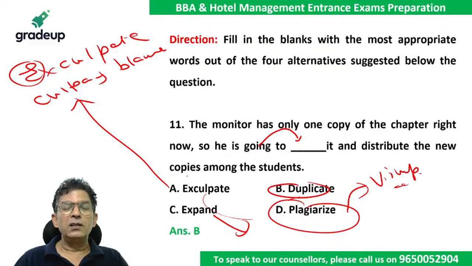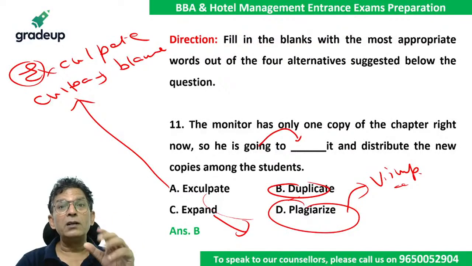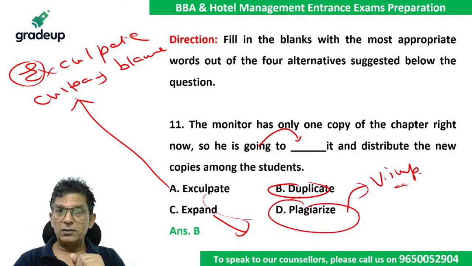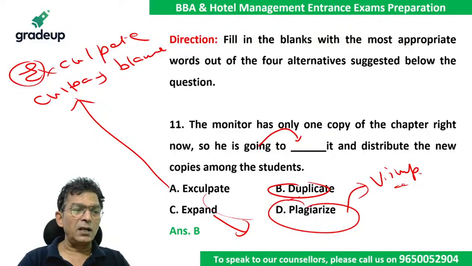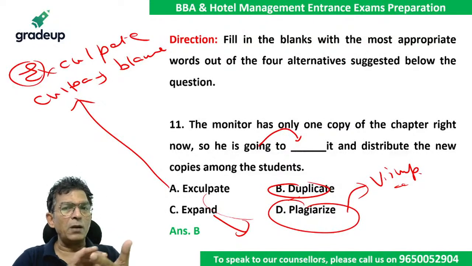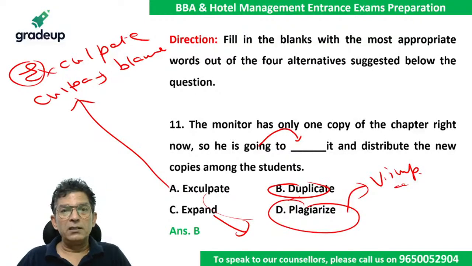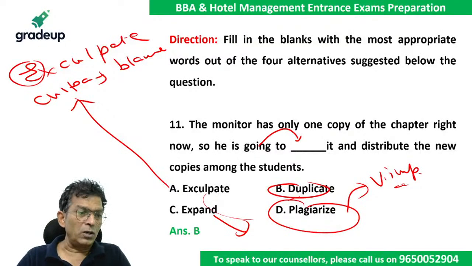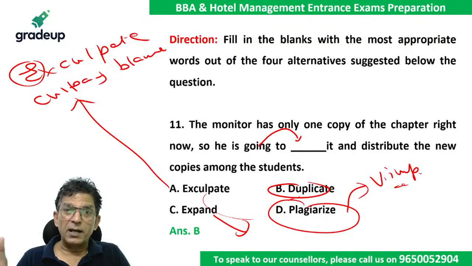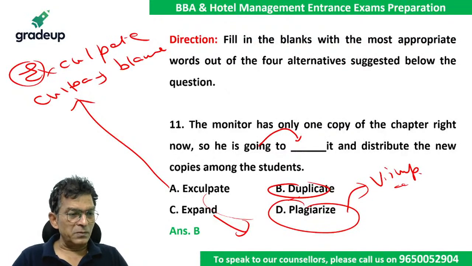And plagiarize, this is a very important word. Plagiarize means stealing some original work and saying that it's my own. Say I took Astha's work, Astha wrote a poem, I stole Astha's poem and said that this is mine. That is called plagiarism. Okay, plagiarism is trying to pass off somebody else's work as your own. Saying that someone else's work is my work and trying to pass it off, that is called plagiarism.